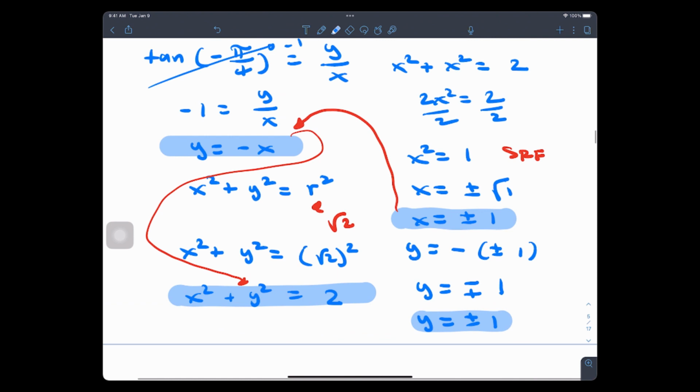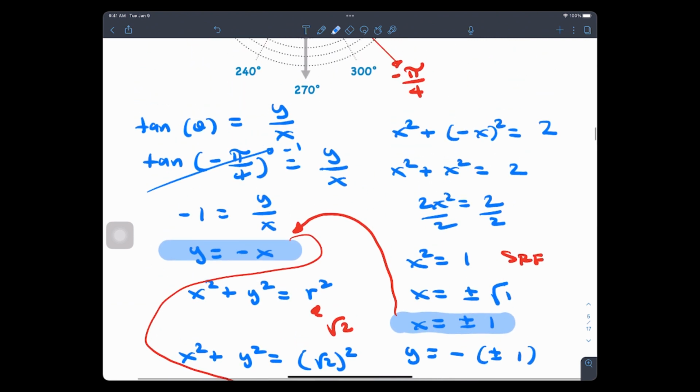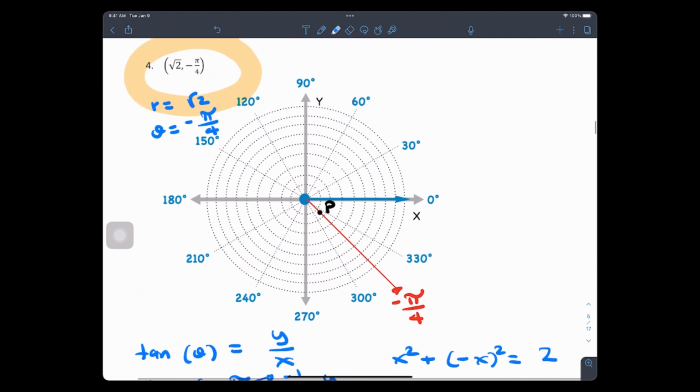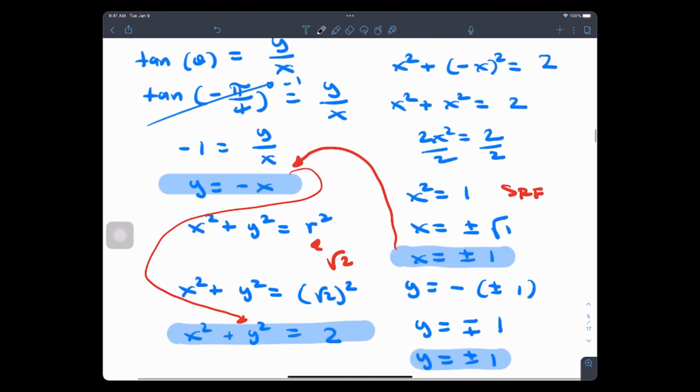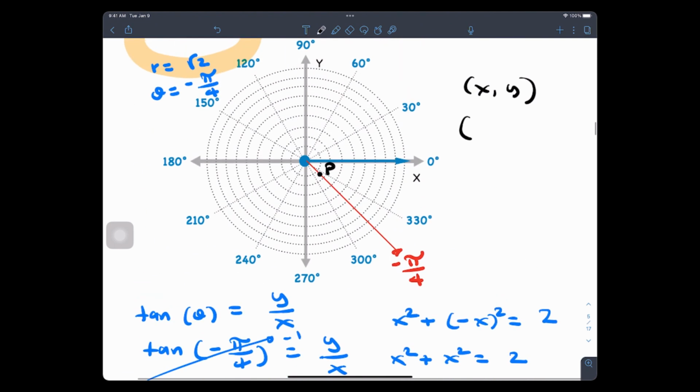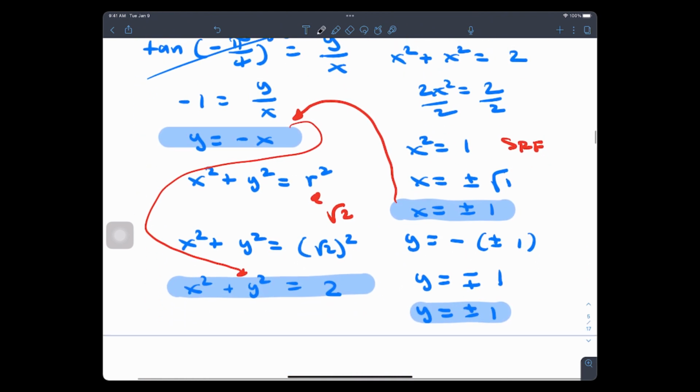So I want you guys to understand, with all of these cases here, you're going to have plus or minus 1 for your x and y values here. Or you're going to have plus or minus. Here's what I mean. The x value is plus or minus 1, y value is plus or minus 1. Okay? So this is the algebra that gave you those solutions.